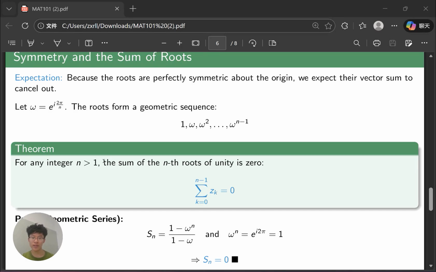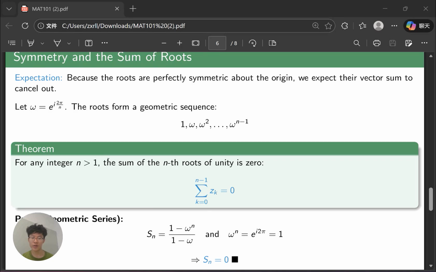Now we move to the most fascinating property of these roots, their sum. Intuitively, looking at the symmetry, we might guess the sum is 0, but as mathematics students, we must prove it rigorously. Let omega equals e to the power of i times 2 pi over n. The roots can be written as a geometric sequence: 1, omega, omega squared, up to omega to the power of n minus 1. We want to calculate the sum, the summation of z sub k.